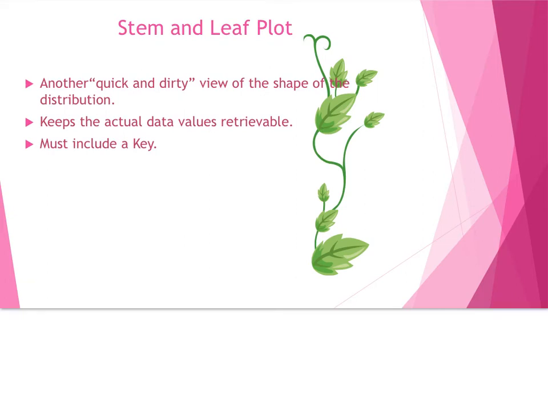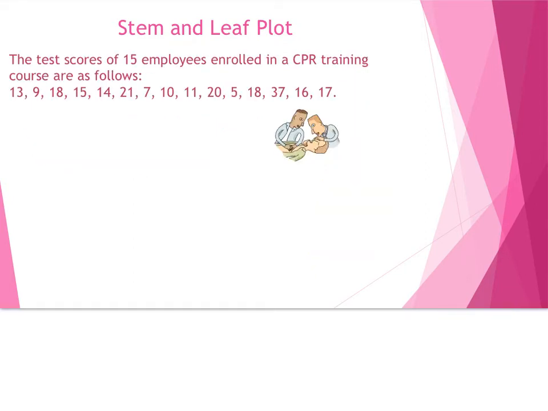A stem and leaf plot is another quick and dirty way that I can keep all the data values retrievable. It must include a key, and we'll talk about what that is in a minute. Again, I have a pretty small data span here. To verify that, let's find the minimum and the maximum. If I don't do that, I don't have any idea what it is that I'm doing.